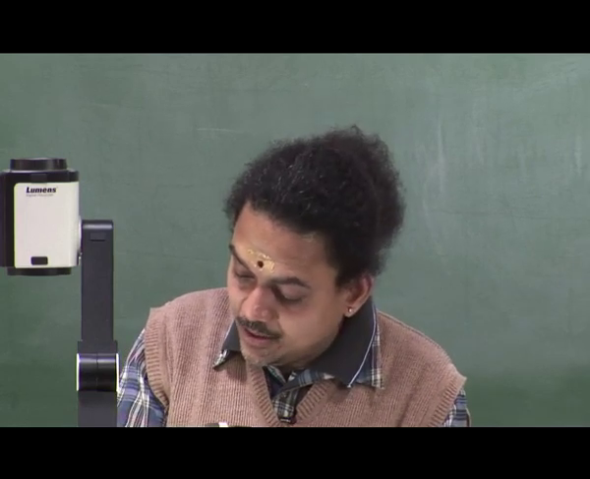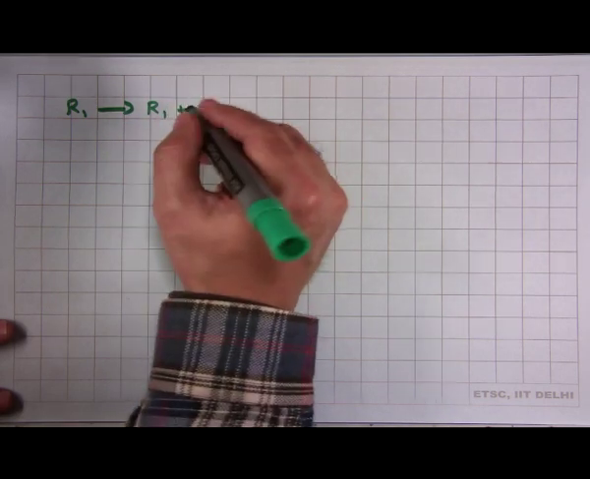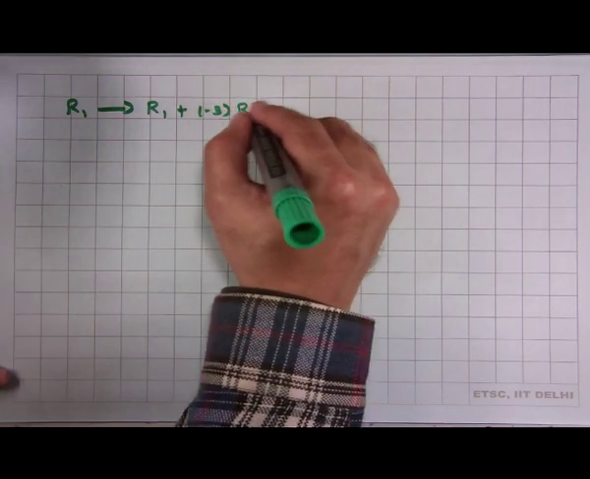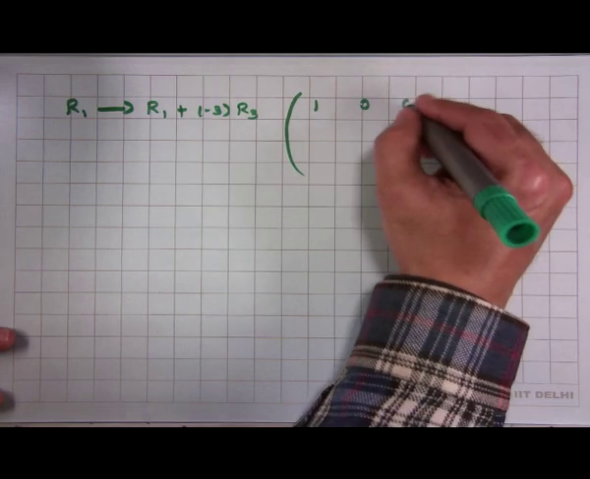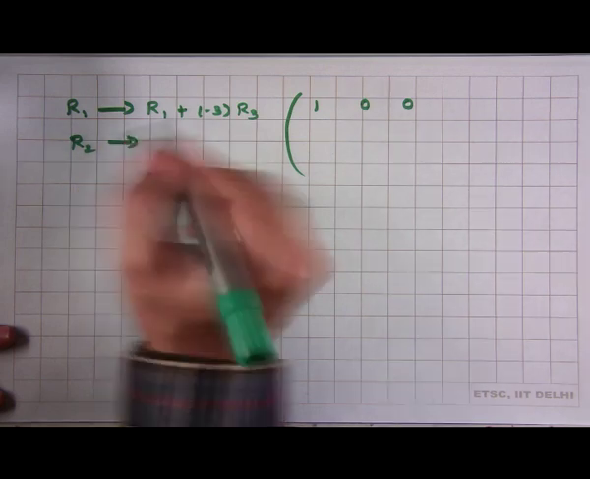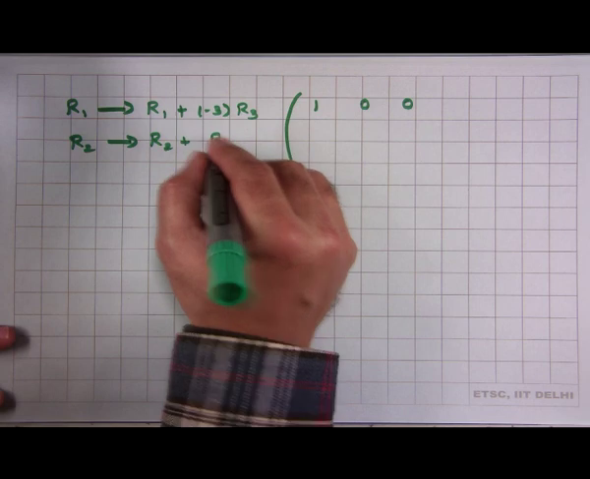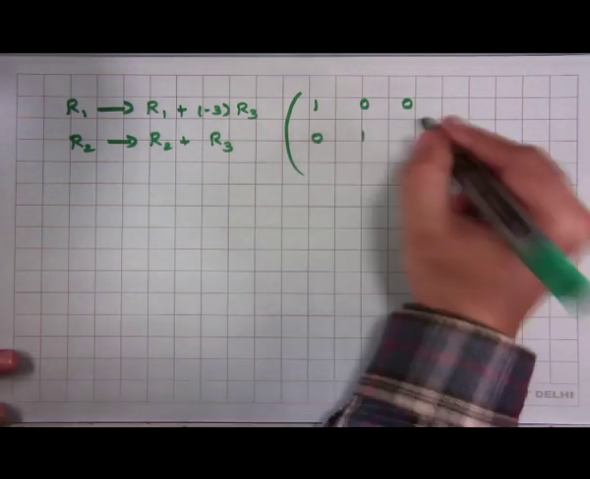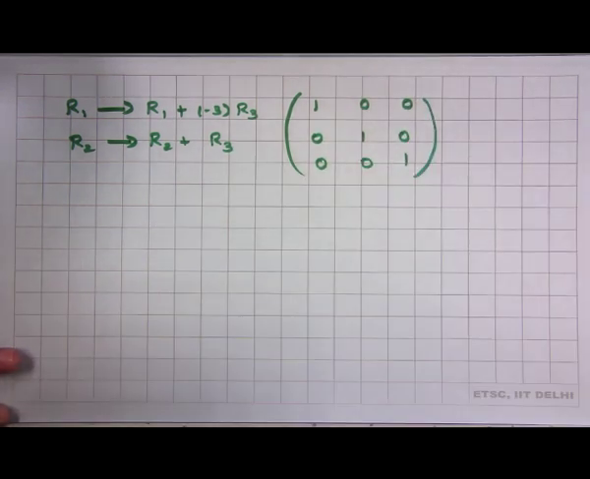So, what I will do is I will replace R1 by R1 plus minus 3 into R3. So, what will I end up with? I will have 1 0 0, and similarly I will replace R2 by R2 plus R3, just R2 plus R3. So, what will I end up with? I will just end up with 0 1 0 0. This is the thing that I have, right.